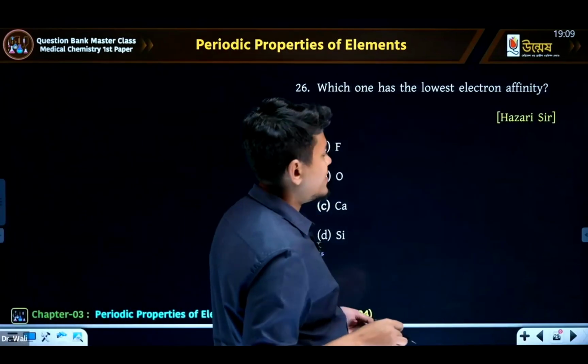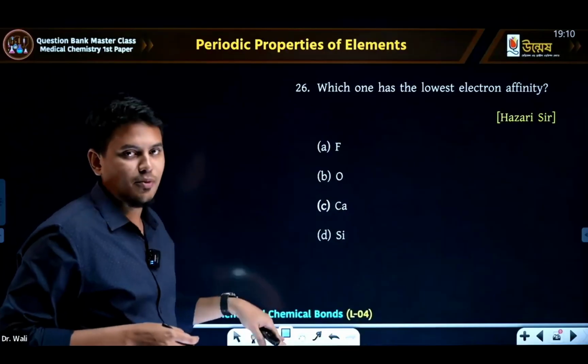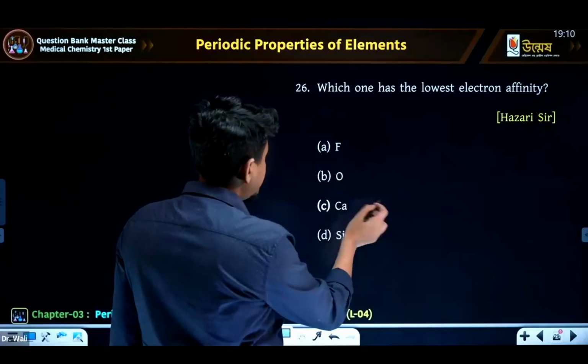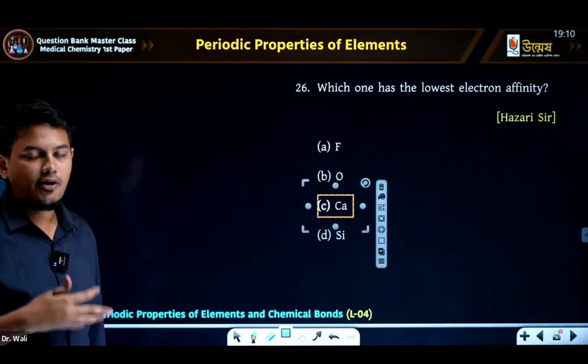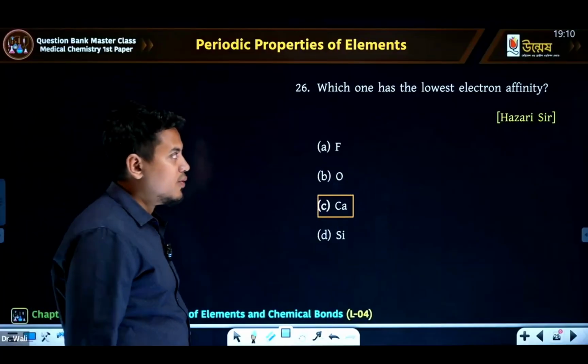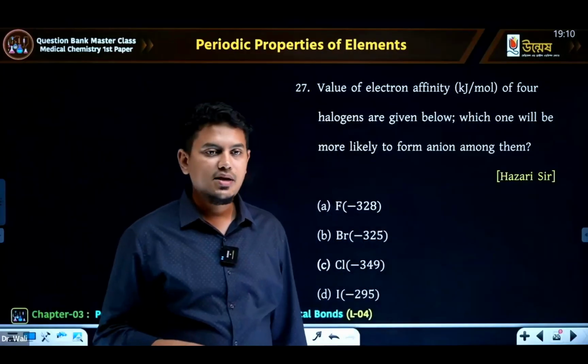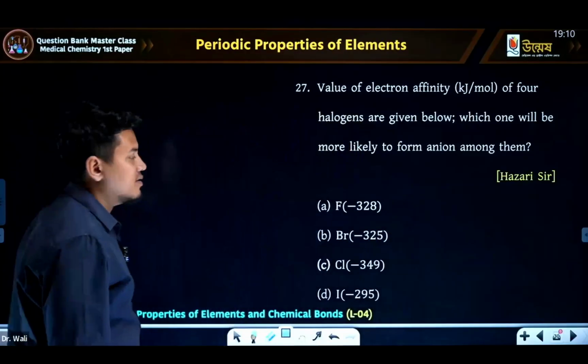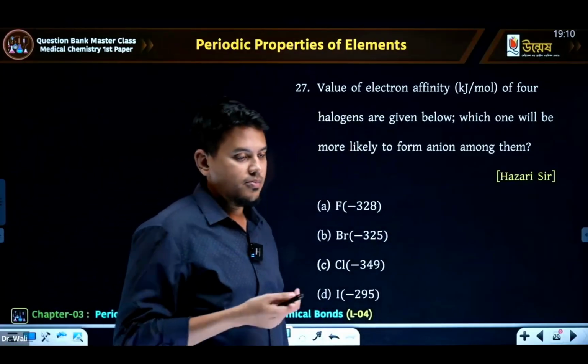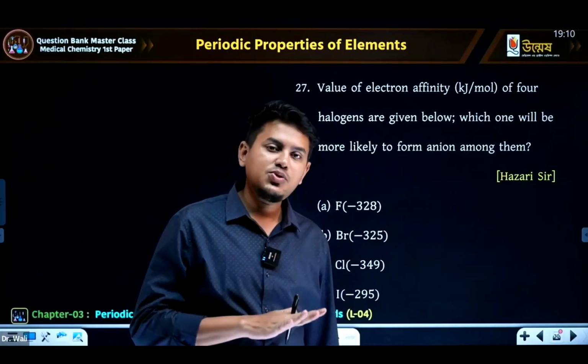Which one has the lowest electron affinity? Obviously, the one located at the leftmost side and the left bottom, to be precise. Here, calcium is the element located at the leftmost side, so calcium should show the lowest electron affinity. No, actually, I uttered that wrong. The atoms with least ionization energy show the least electron affinity.